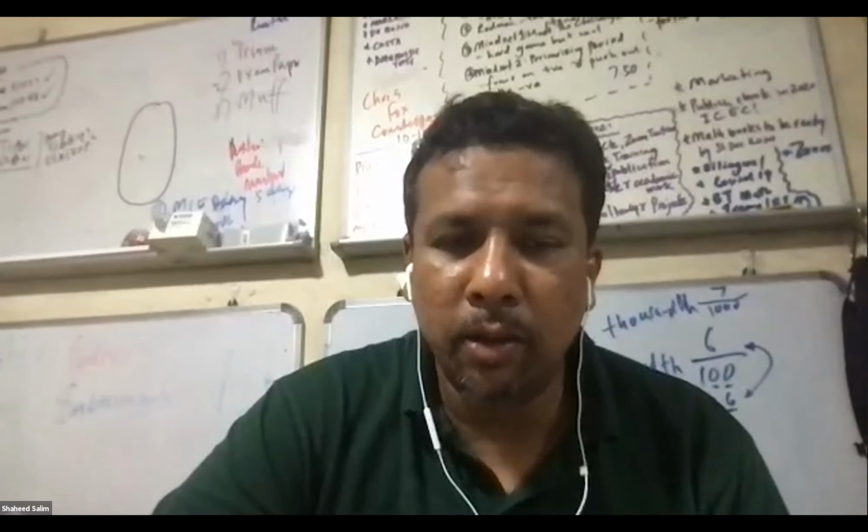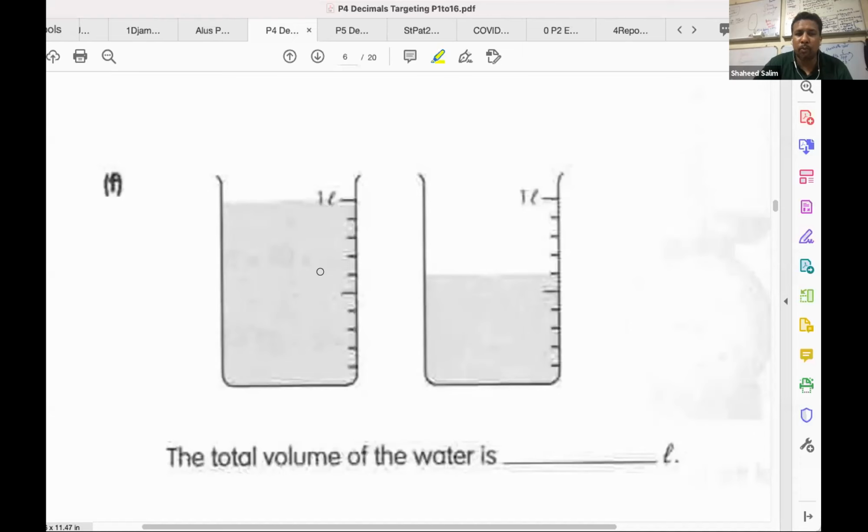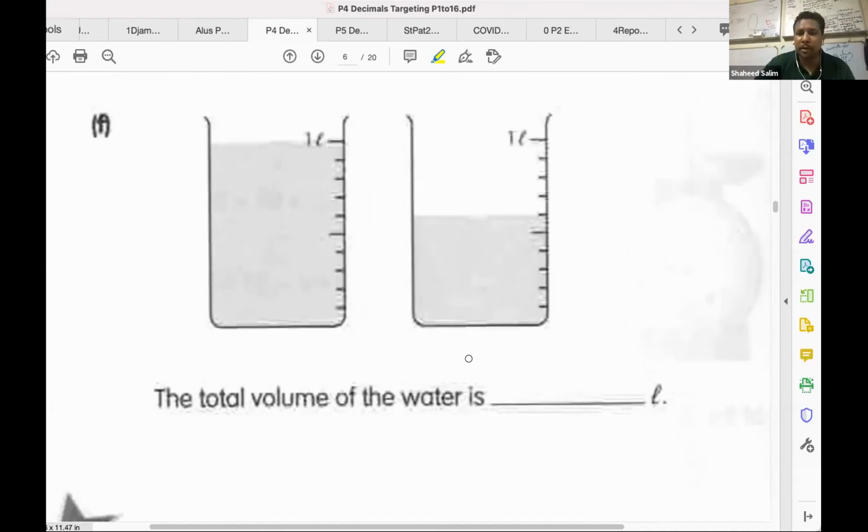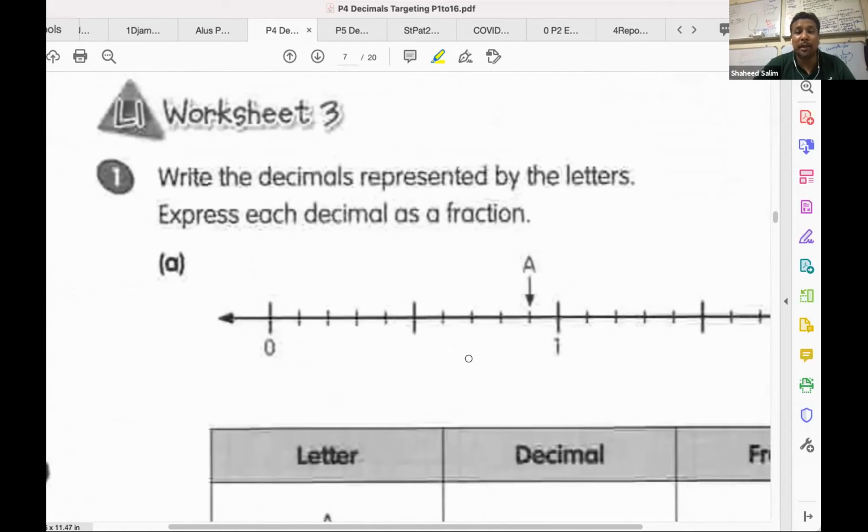Move on to the next one. Busy lah, Shafia, busy doing what? This is art and craft lesson lah. Art and craft lesson lah, Shafia. Come on lah, focus lah.